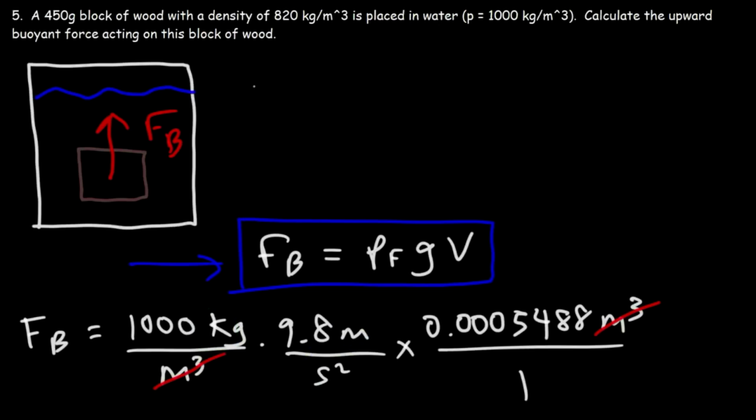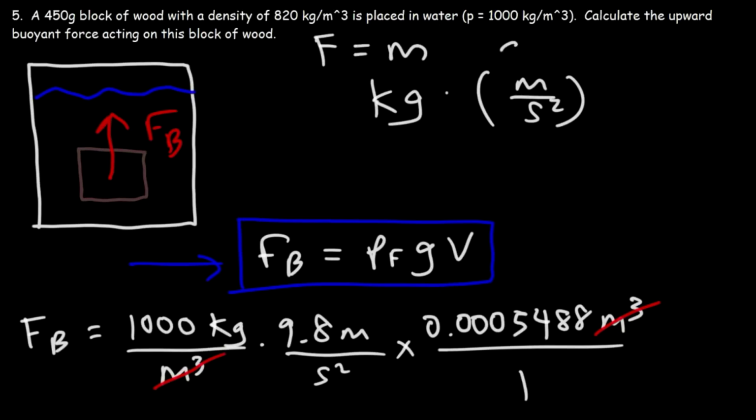So what unit is equal to kilograms times meters per second squared? If you recall, Newton's second law says that F is equal to ma. Kilograms is the unit of mass. Meters per second squared is the unit of acceleration. And the unit of force is newtons. So 1 newton is a kilogram times 1 meter per second squared. And so we're going to get the force in newtons.